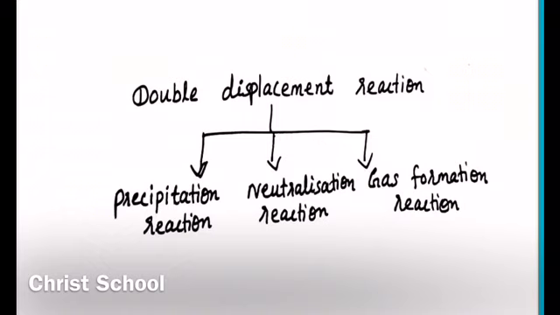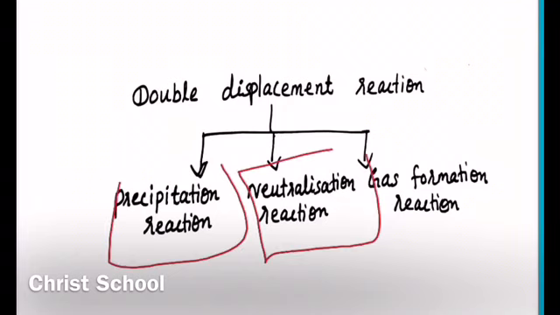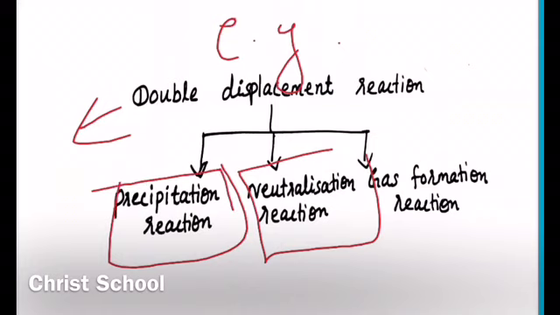So in all these cases you have to learn examples of double displacement reaction, precipitation reaction, neutralization reaction, etc. If the question is define double displacement reaction, give an example of double displacement reaction, you can write an example of precipitation or neutralization reaction or gas formation. But specifically if the question is give an example of precipitation reaction, then you have to write the example of precipitation reaction. If the question is give an example of neutralization reaction, in that case you have to write the specific example of only neutralization reaction.